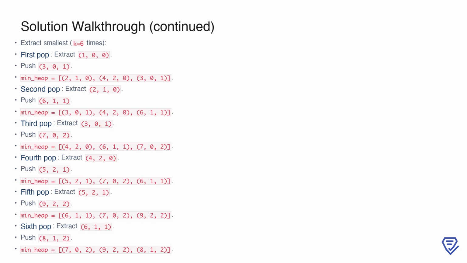In the third extraction, we remove 3 from row 0, column 1, and push the next value from row 0, column 2, which is 7. The heap updates to 4, 6, and 7.